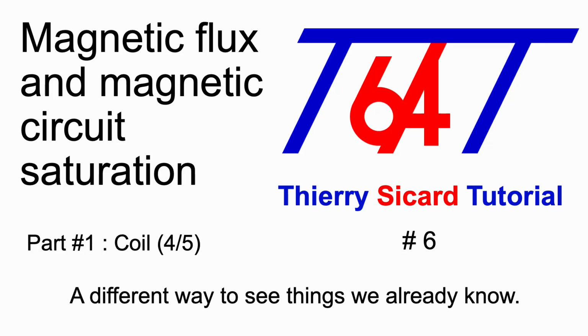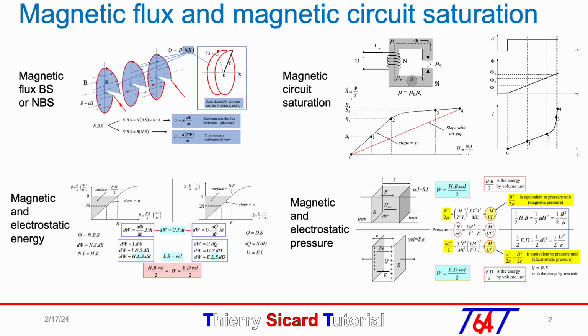Hello everyone. During the TRC car tutorial number 5, we discussed the magnetic flux model with an electrical circuit. In this tutorial, we will review the magnetic flux NBS, the impact of the magnetic circuit saturation on the coil current, and we will do the comparison between magnetic and electrostatic for the energy and the pressure.